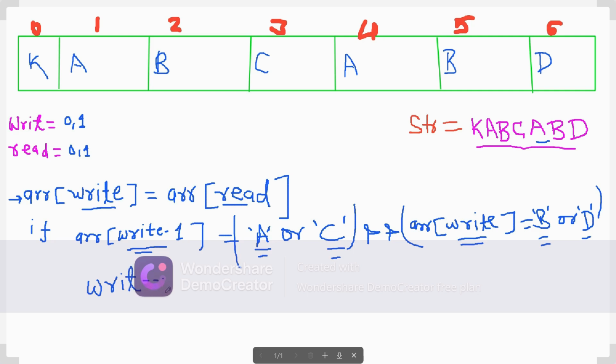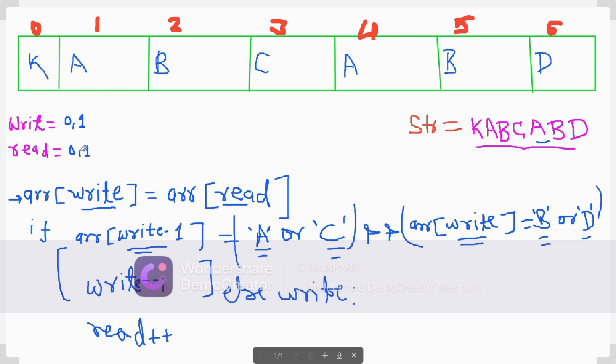Okay, and in all cases read is anyway going ahead. So read is always plus plus. But this write minus minus will happen only when this if condition is true. Okay, if this if condition is not true, in that case what happens, the write would be increased, else we will do write plus plus. Okay, so we will do a dry run, you will understand it very properly.